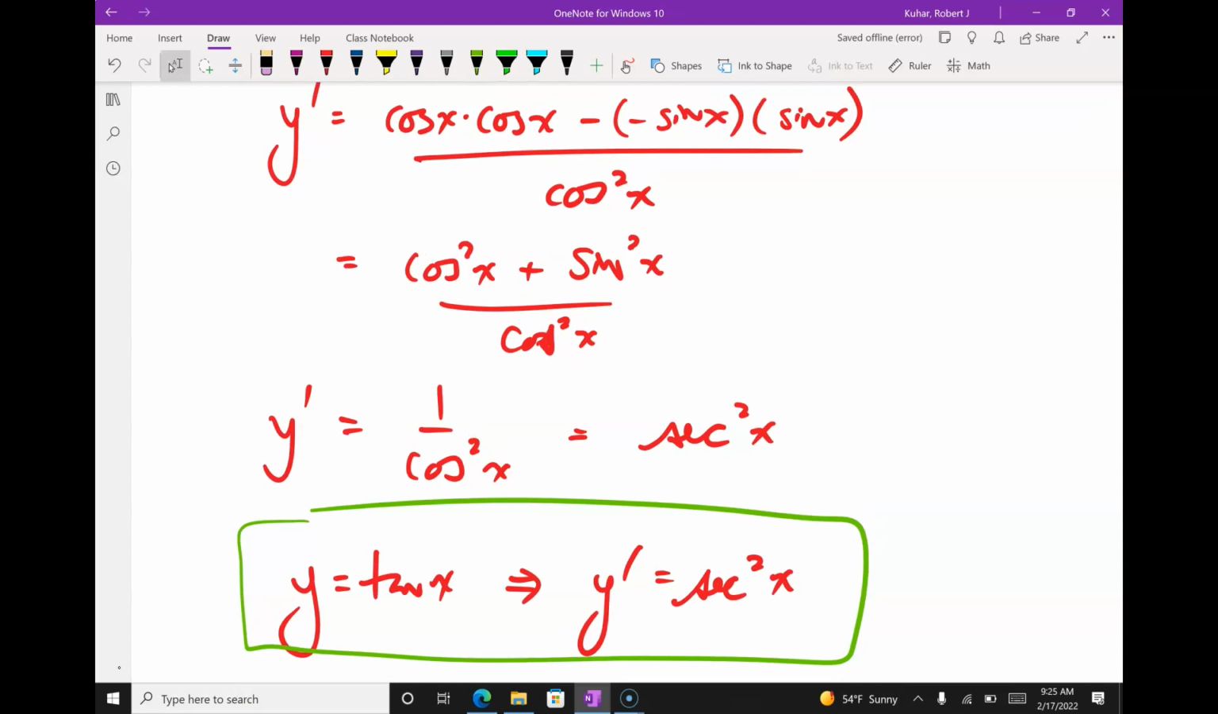Derivative of e to the x is e to the x. Derivative of ln of x is 1 over x. Derivative of sine, cosine. Derivative of cosine, negative sine. Derivative of tangent, secant squared. Of course, what should you do? The rest of the trig functions, right? Cosecant, secant, cotangent, right? And then there's 3 more for your shortcut list.